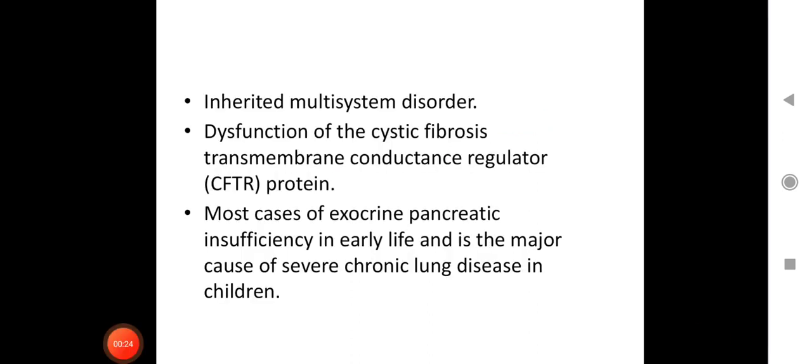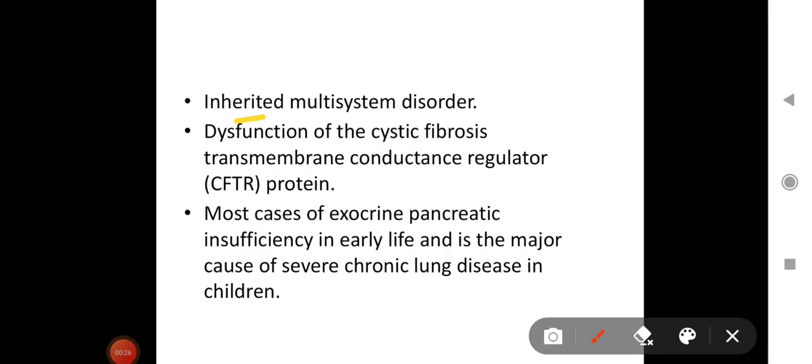Okay, so what is cystic fibrosis? This is an inherited multi-system disorder. Just keep in mind, not only the lungs are involved, but it is a multi-system disorder. There is dysfunction of the CFTR protein, the cystic fibrosis transmembrane conductance regulator protein. Sometimes the full form of CFTR is asked as an MCQ, and even we commit mistakes in solving that question. So CFTR protein is cystic fibrosis transmembrane conductance regulator protein.